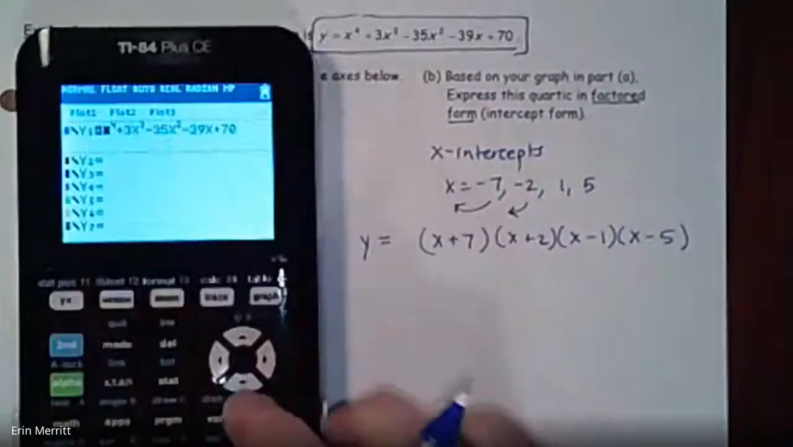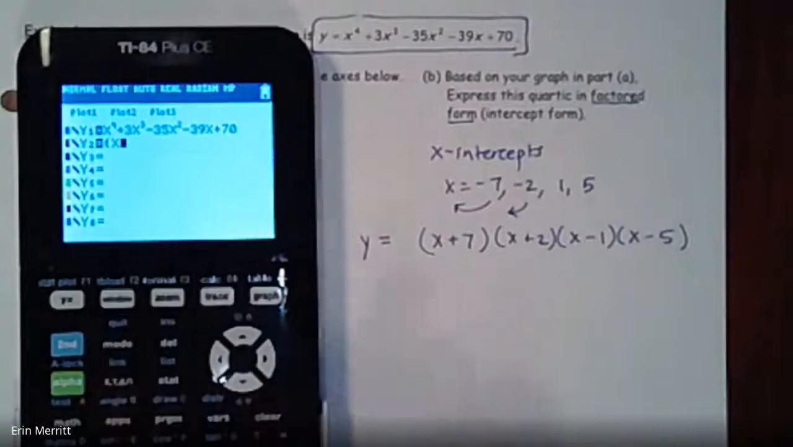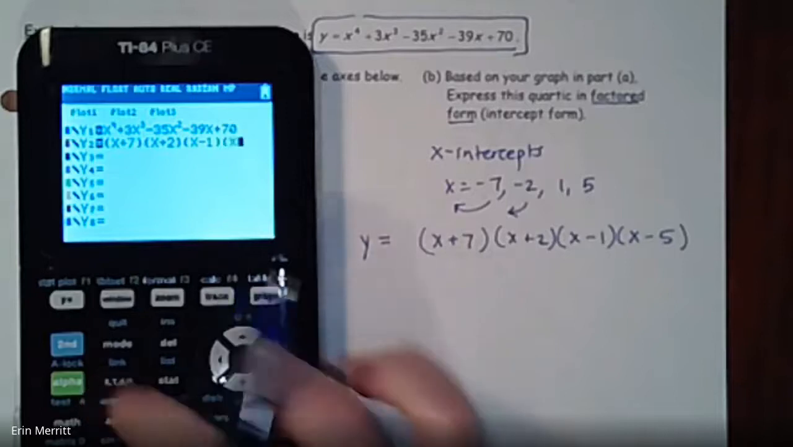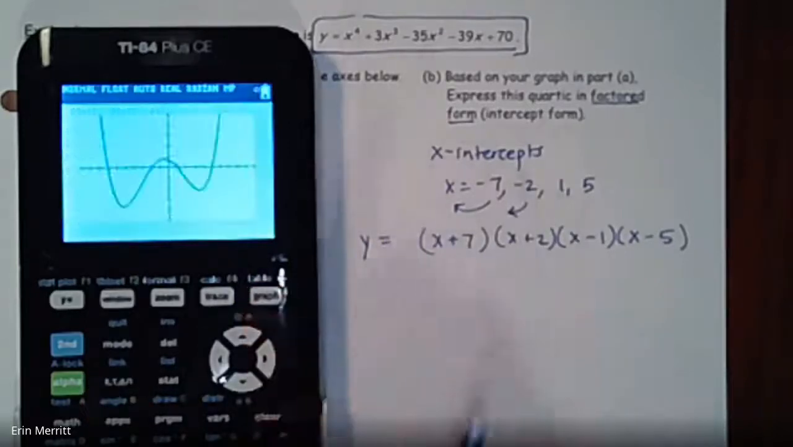So I'm going to go right back into y2 and make it x plus 7. Close that up. x minus 2, or excuse me, plus 2. And then x minus 1. Close it up. And then x minus 5. And now I'm just going to hit graph.